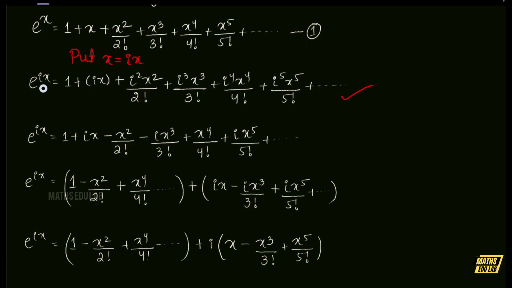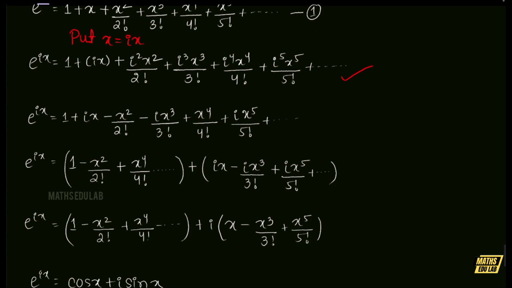After replacing, I got the equation e to the power of ix is equal to 1 plus ix plus i square x square by 2 factorial plus i to the power of 3 x to the power of 3 by 3 factorial plus i to the power of 4 x to the power of 4 by 4 factorial plus i to the power of 5 x to the power of 5 by 5 factorial. Here I am pronouncing it i, but it is called iota.